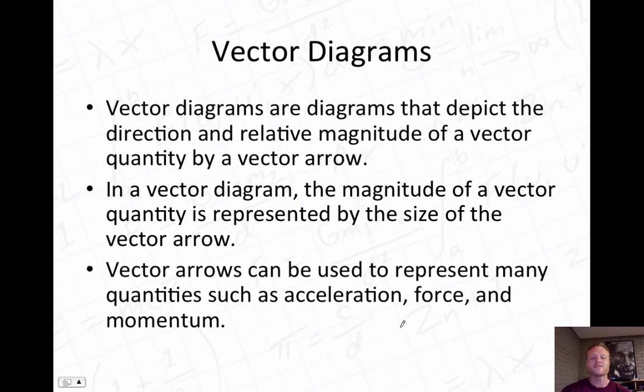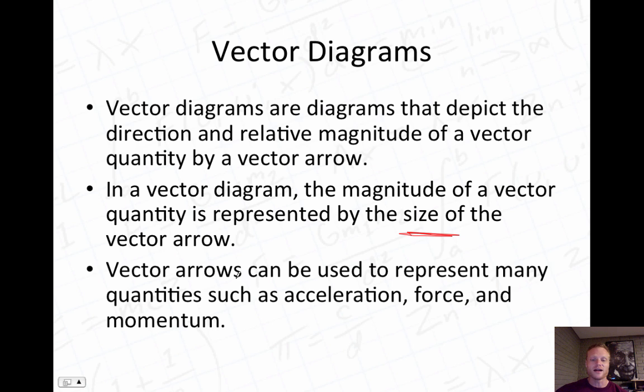So in a vector diagram, the magnitude of a vector quantity is represented by the size of the arrow. Okay, so as the arrow gets bigger, the velocity, if we're talking about velocity, increases. As it gets smaller, the velocity decreases. And that would be true of basically any vector quantity that we would talk about in this class.